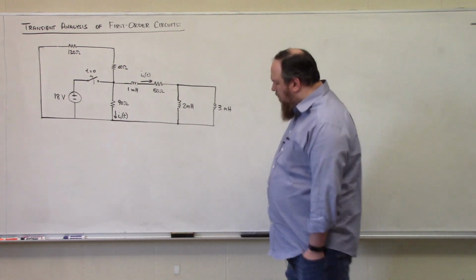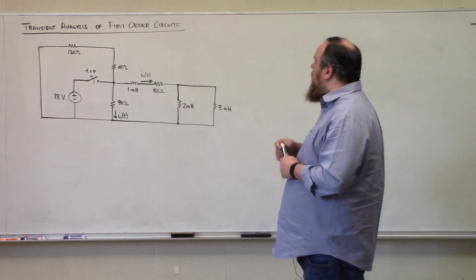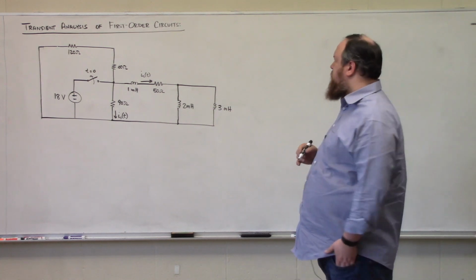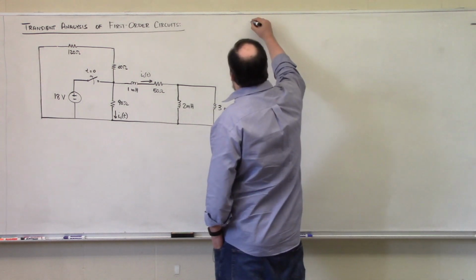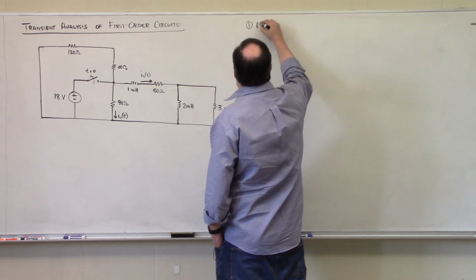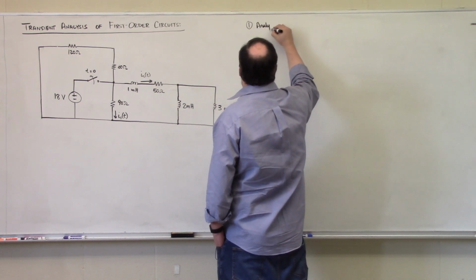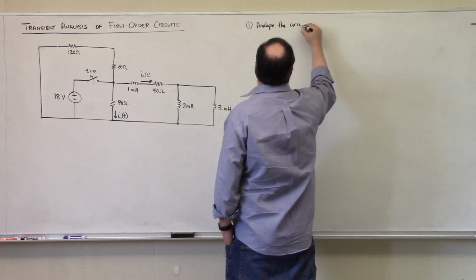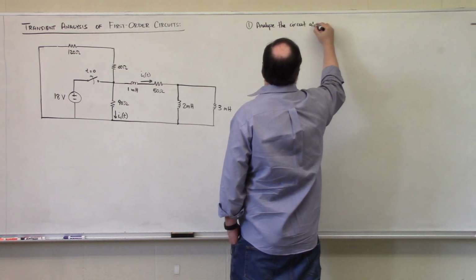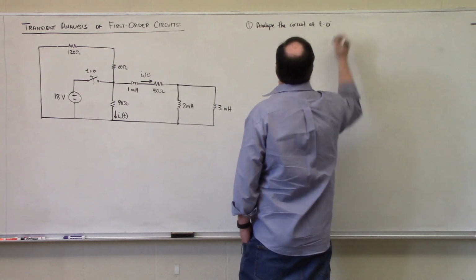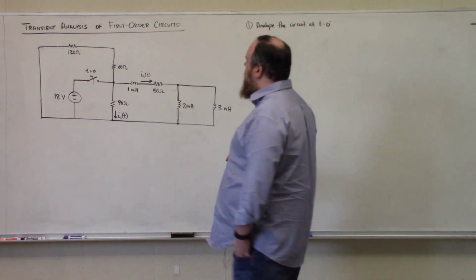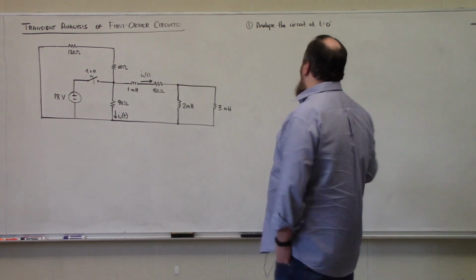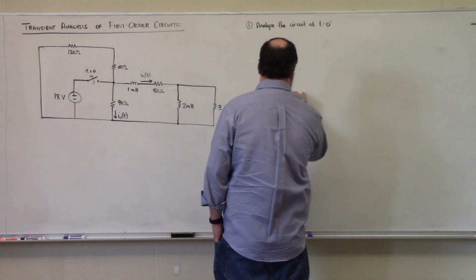All right, so our analysis of this type of circuit is going to be almost identical to our analysis of first order RC circuits. Our first step is to analyze the circuit at t is equal to 0 minus. So at t is equal to 0 minus, this switch is closed. So we will have an 18 volt source.